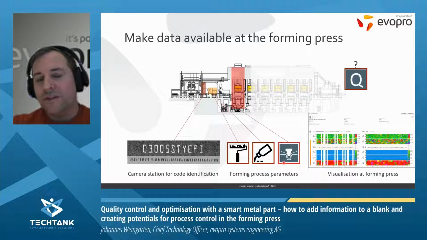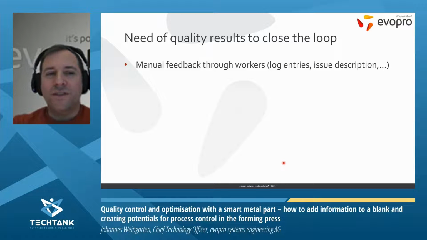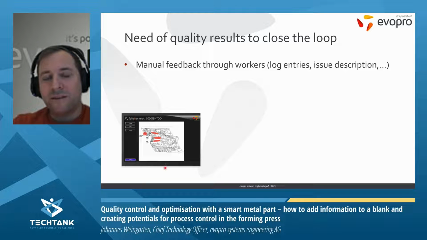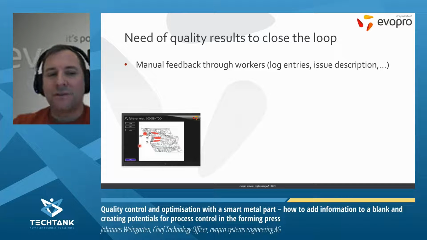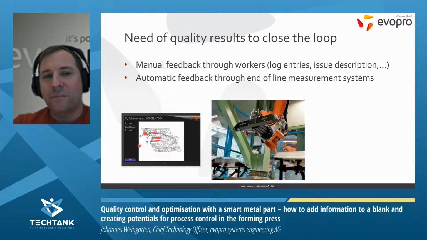And what is still missing is the output quality. So to get the closed loop, we need to have the quality result. On the one side, of course, there is a manual feedback through the worker. So the log entries, issue description, could look like this. There could be an app where you have the part available, and you can just enter the issue, the defect that you noticed. On the other side, there also exists automatic feedback through end-of-line measurement systems.